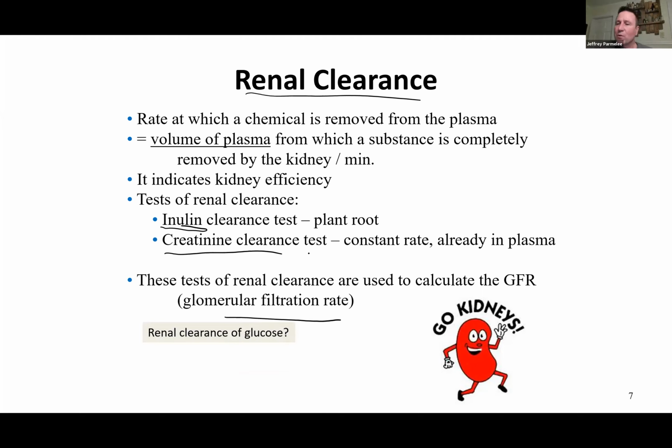So the renal clearance of glucose. So what volume of plasma is glucose removed per minute?